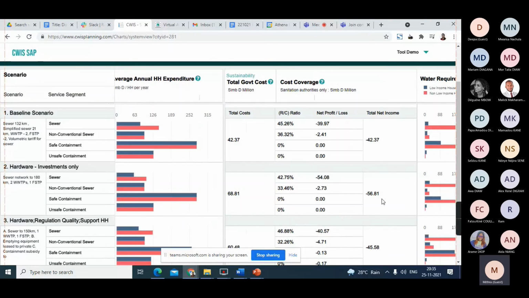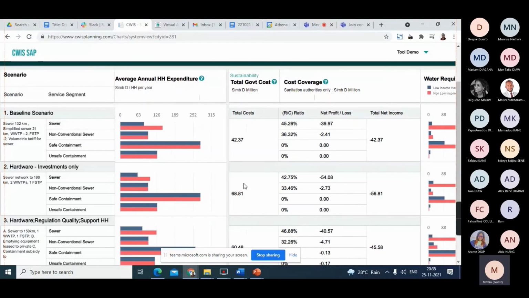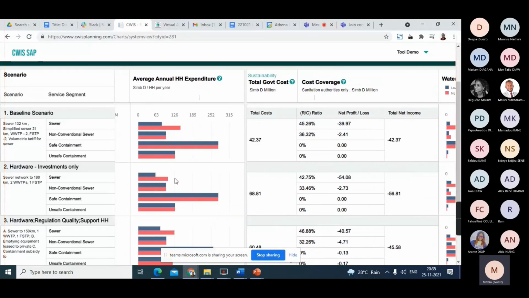At the same time, what this shows is that there is a possibility that the household tariff can be increased. It shows the utility has leeway on what percentage or how the sewer tariff can be increased or modified for the non-low income households or the institutions, and improve the cost coverage. So let's go into the tool. So this can be done.